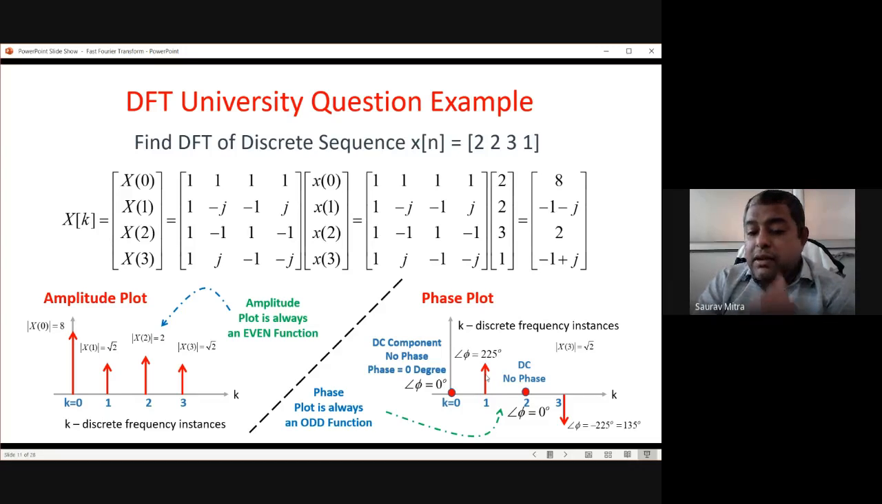One very important thing: in any Fourier analysis you'll find that all the amplitude plots are even, leaving aside the k0 component. K0 is not in the spectrum; the frequency spectrum starts from k equal to 1. So if you are plotting an 8-point DFT, k is equal to 1, 2, 3, 4, 5, 6, 7, and this will be symmetric. That means k equal to 4 will be the central component. 3 and 5 will have the same amplitude, 2 and 6 will have the same amplitude, and 1 and 7 will have the same amplitude.